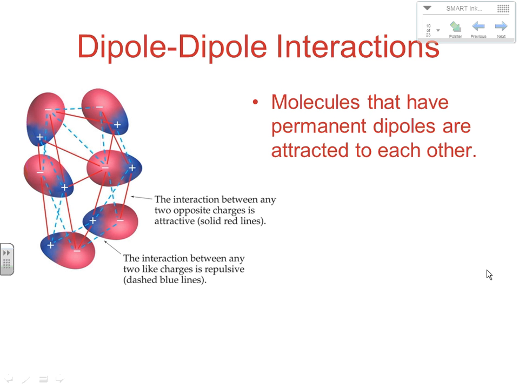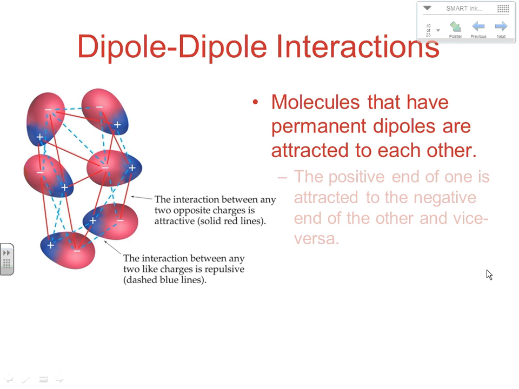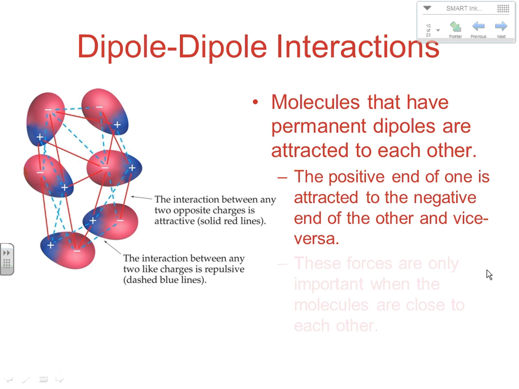What they're going to do is line up to maximize attractions and minimize repulsions, but realize as the molecules move, kinetic energy plays a role here. So they don't lock in a rigid shape if the kinetic energy is high enough. Kinetic energy allows these molecules to push past each other, but they do tend to align and move by those attractions and repulsions. So the positive end of one is attracted to the negative end of another, and vice versa.